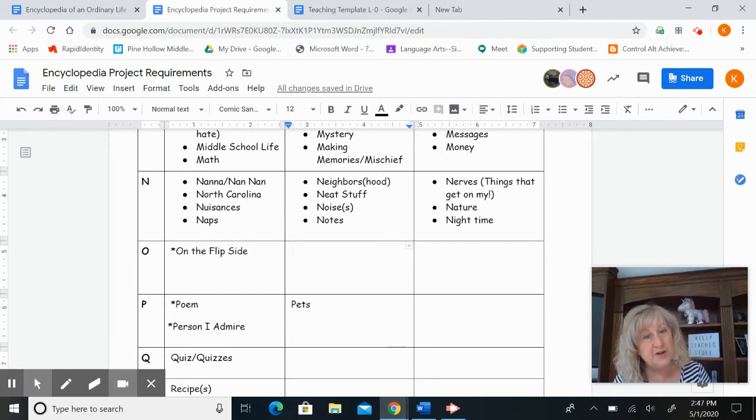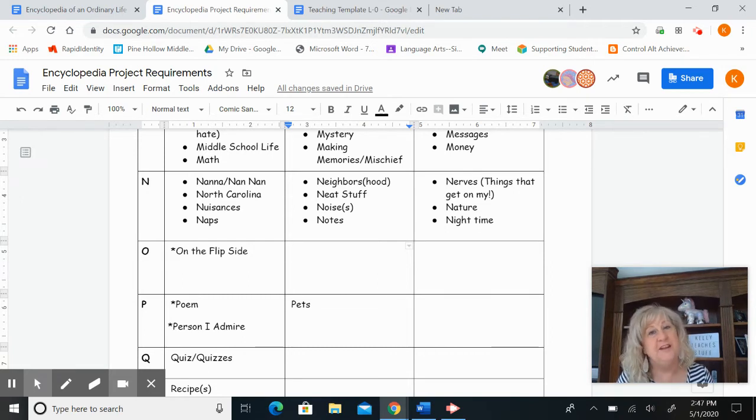So if you do want to write about this, that's perfectly fine, but it should be in the form of a paragraph. And remember that you should give details, right? Make sure that you're using descriptive language. Make sure that you're really talking in depth about the things that really get on your nerves.